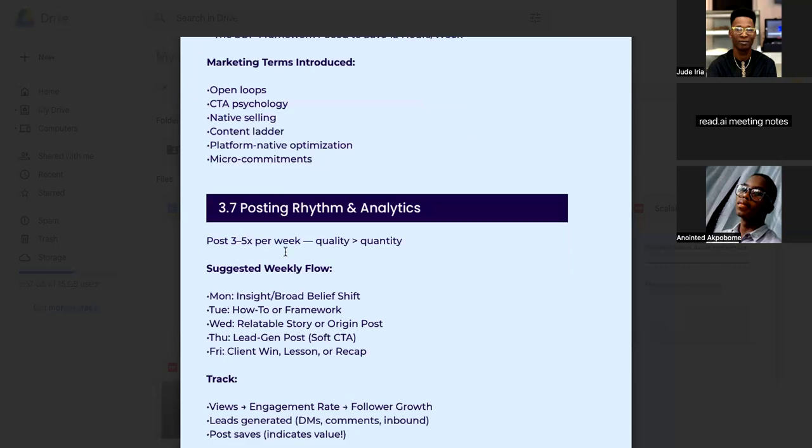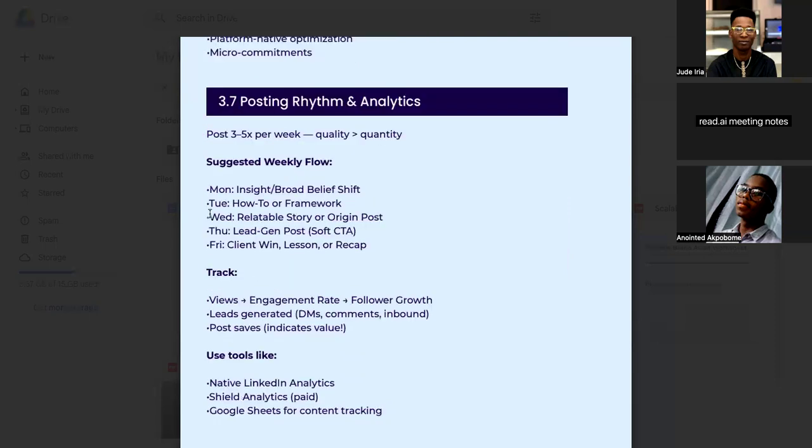Now, post three to five times per week. Quality over quantity. You can post three times a week, Monday, Wednesday, Friday. You can post five times a week, and currently I post five times a week because, of course, I have the time for it. So, here is a suggested weekly flow of how you can actually post.